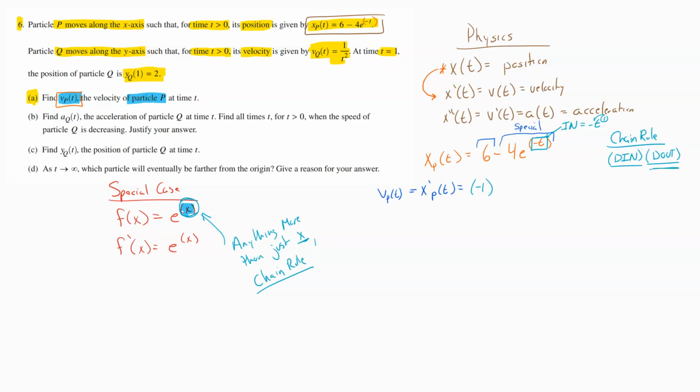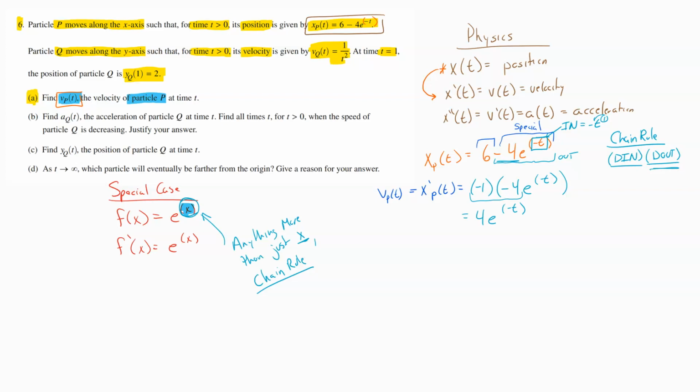Then we do the derivative of the outside. The derivative of the outside is just our special case, our e function. So the negative 4 comes along for the ride, and then we get e to the negative t. Then from there, negative 1 times negative 4 is going to get us positive 4e to the negative t. That's going to be our answer for our velocity equation on this one.